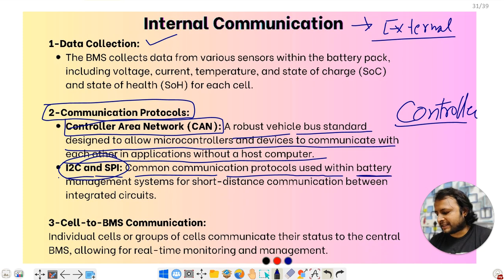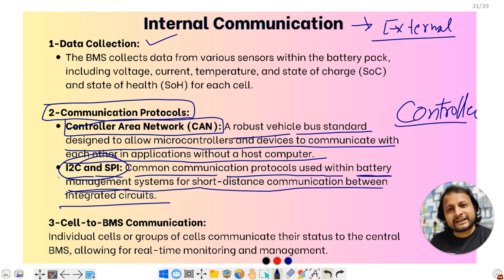used within the battery. Many times in interviews they ask what is I2C and SPI, so you can say they are common protocols used within the battery management system for short distance communication between integrated circuits. So you can easily qualify the interviews if you are looking for a career in the electric vehicle industry.